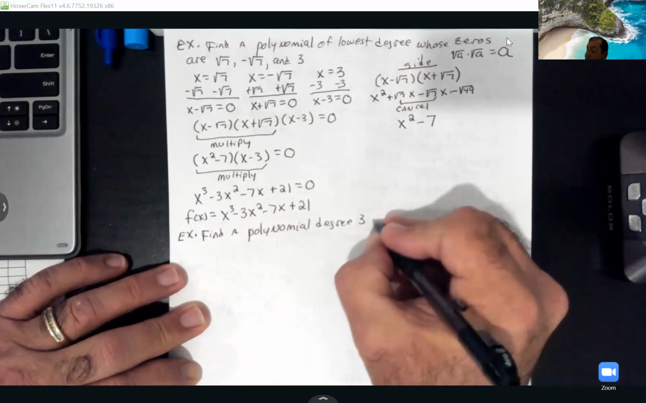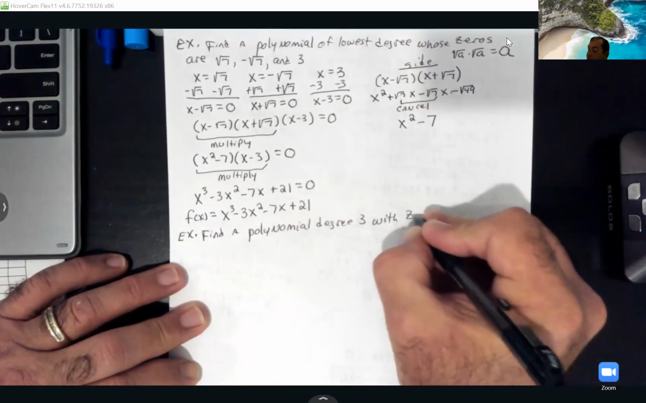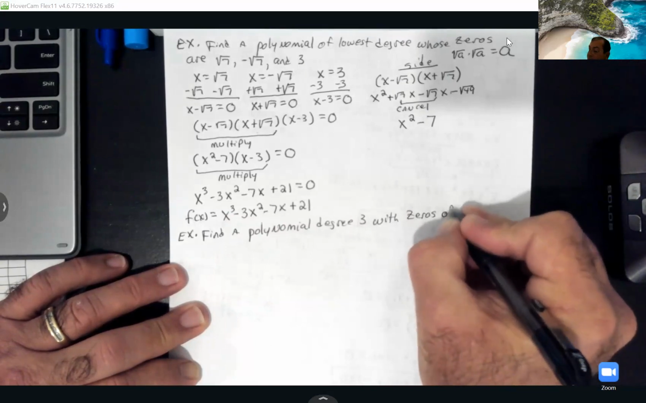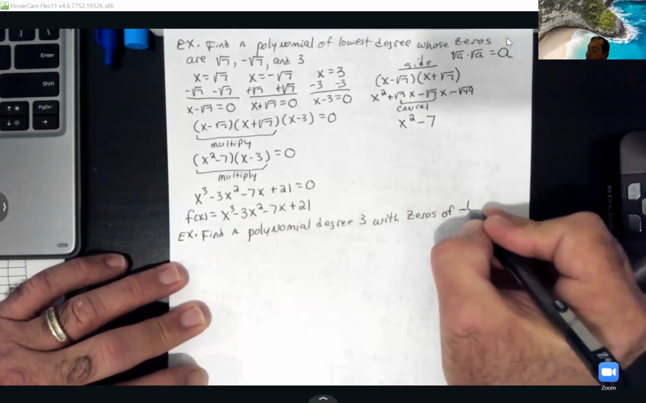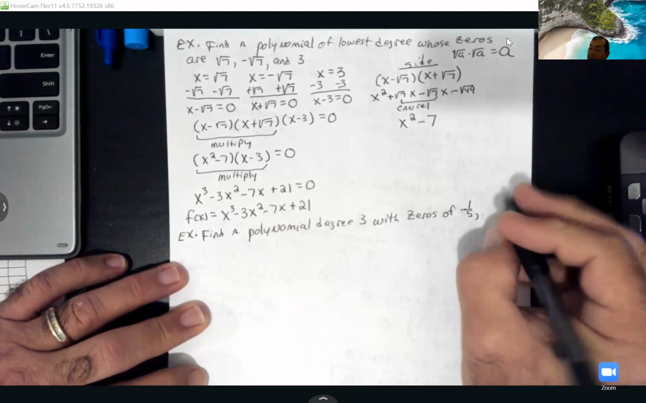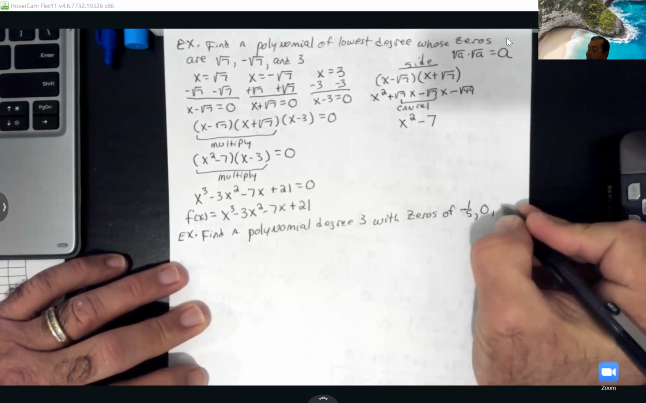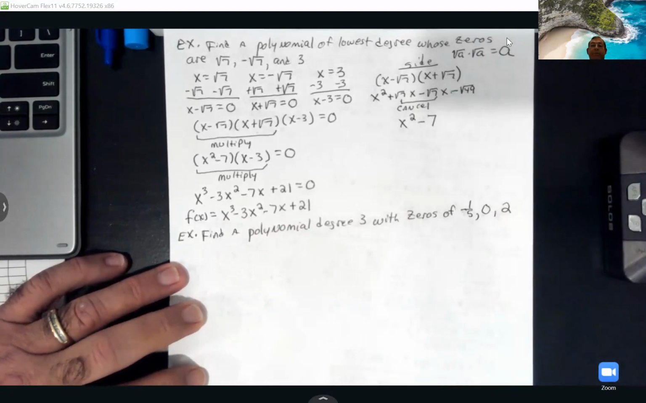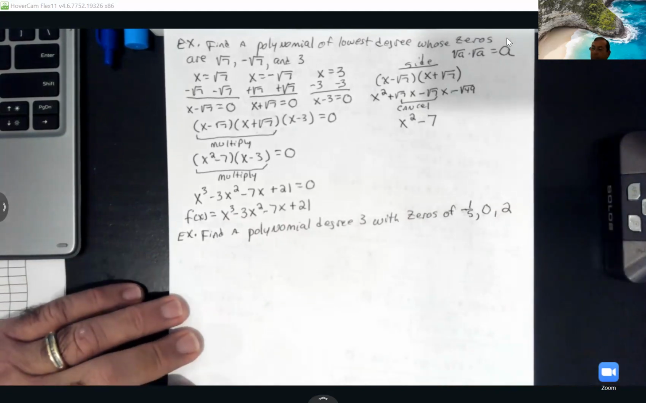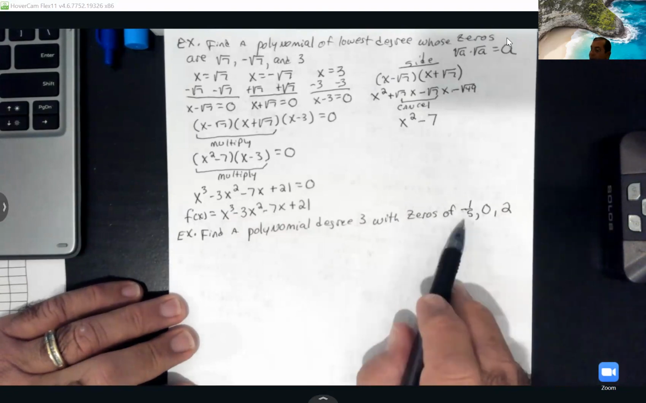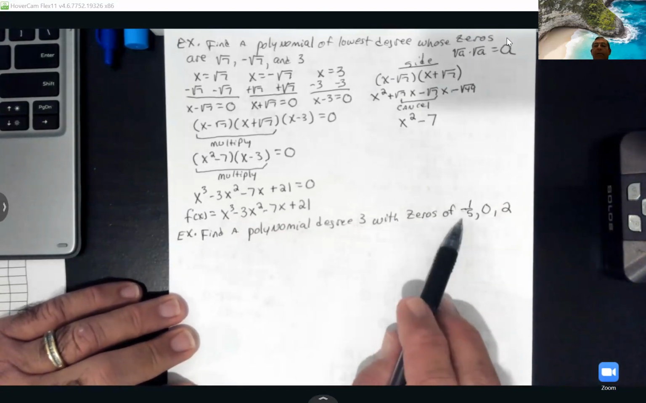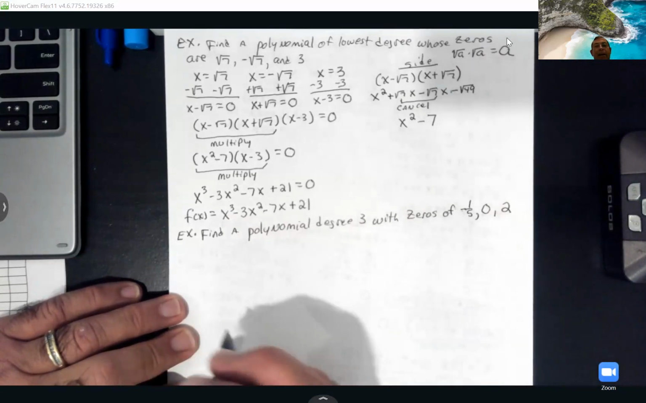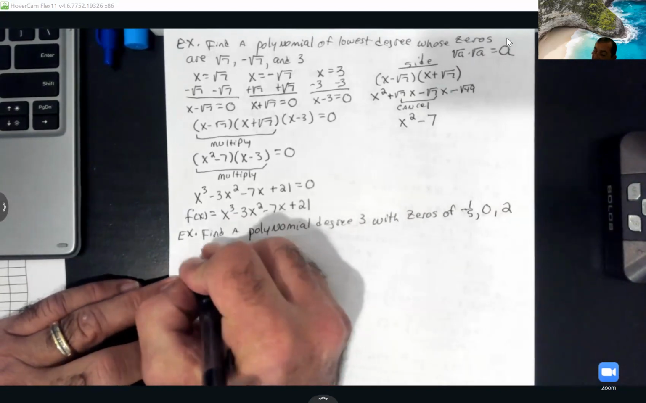With zeros of negative 1/5, 0, and 2. Okay, so I got 3 zeros. That's why we're going to end up with a degree 3. So we got 3 zeros. Let's write out our 3 solutions.